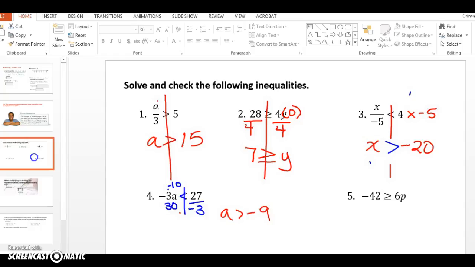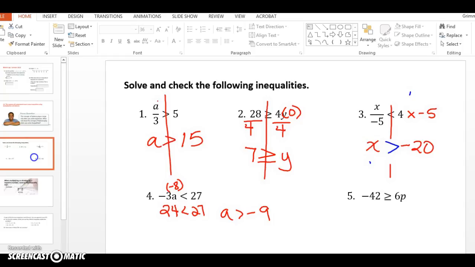So I switch it. Now, give me a number greater than -9. Negative 8. Okay, so I plug in -8 this time. What is -3 times -8? 24. Positive 24, right? Is that less than 27? Yes. So see, in order to make it work, there has to be a rule that says if you multiply or divide by a negative number, you have to reverse that inequality symbol.